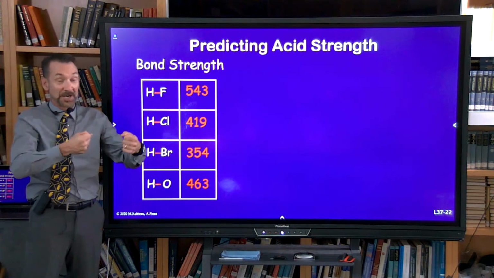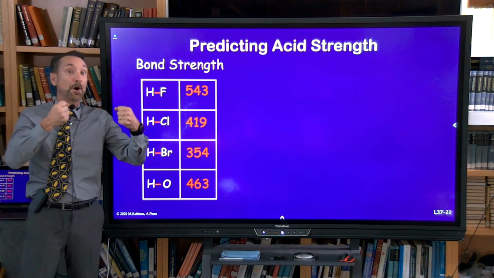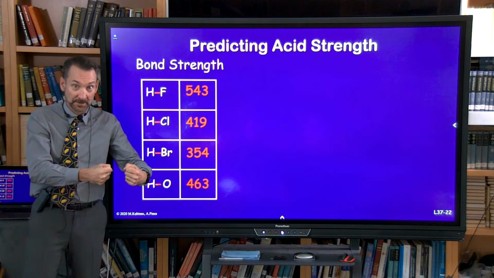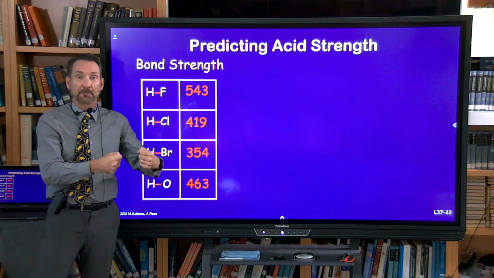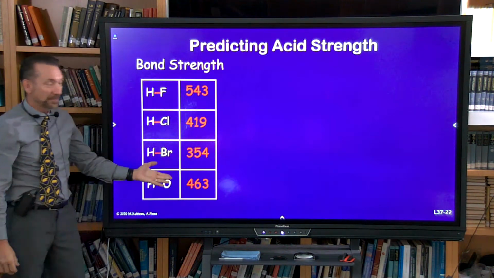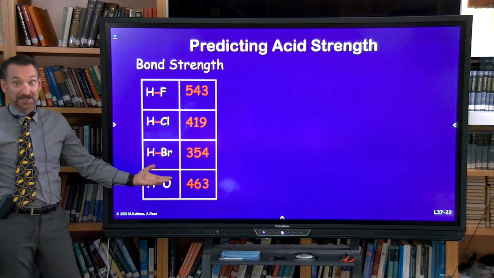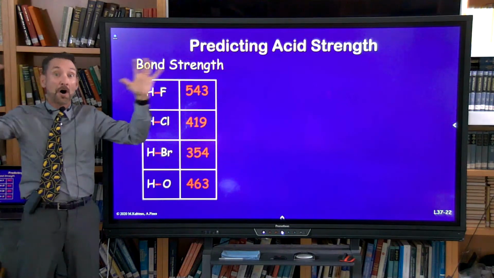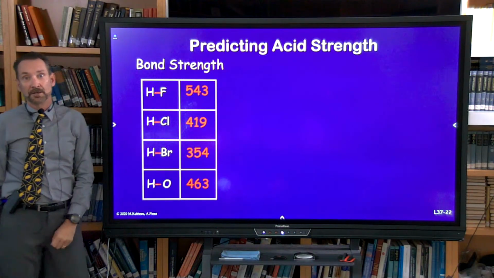Remember, the greater the electronegativity difference, the more polar the bond, and the more polar the bond, the stronger the bond. And that, we're saying, is going to make it a weaker acid. So absolutely fair game on the final to ask you about bond strength, electronegativity, and acid strength all together in one question.